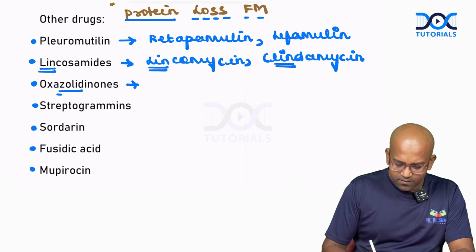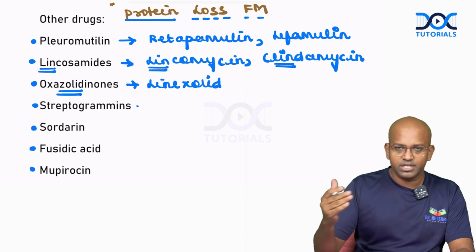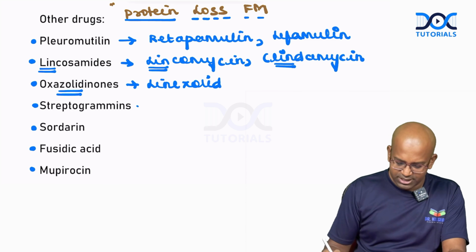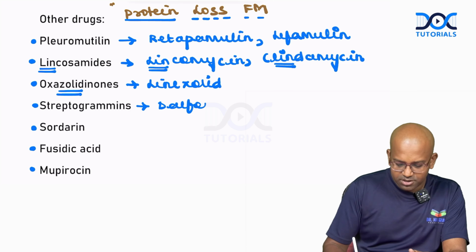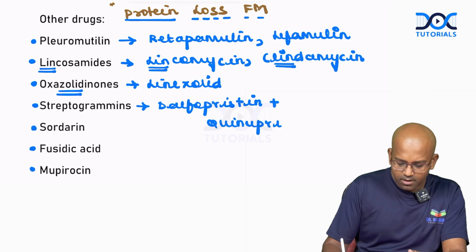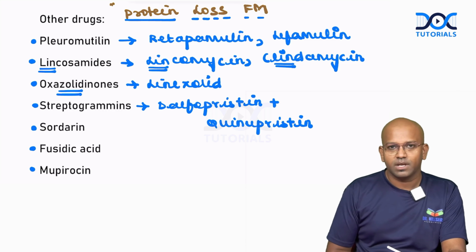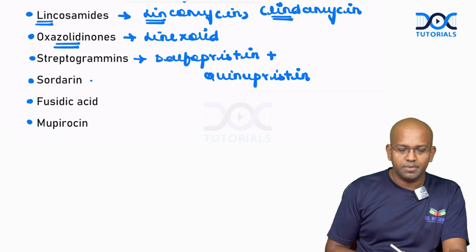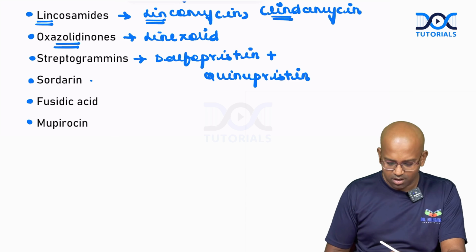Oxazolidinones: drug names ending with zolid, example, we have linezolid, tedizolid, contezolid. All the zolid agents are oxazolidinone agents. Streptogramins is a combination of two drugs, guys: dalfopristin and quinupristin. Dalfopristin and quinupristin are given as a combination. Of course, they both can be given as monotherapy, but it is always preferred to give them in combination. We'll look into why it is given only in combination later on.